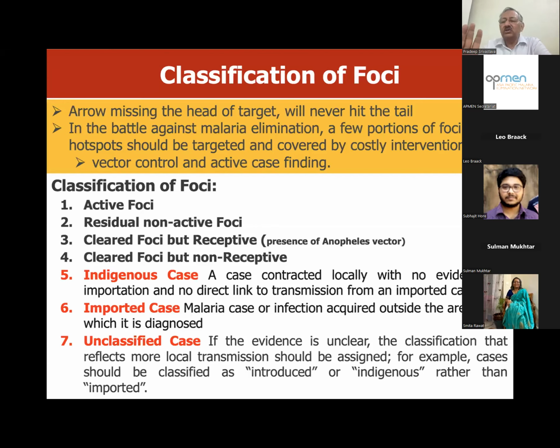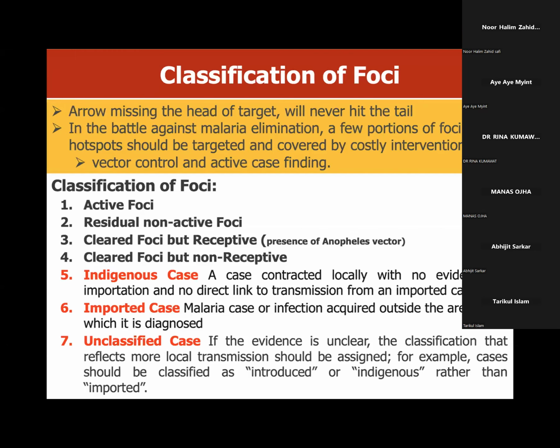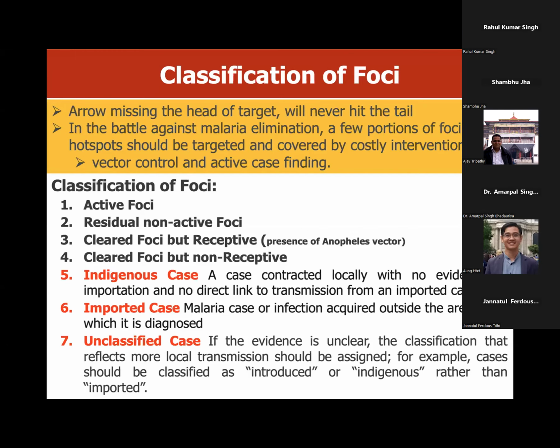There are foci which have cleared, but they have become completely non-receptive. I mean, there is no chance of any anopheline breeding, or there is no conducive environment for the vector either. So the parasite is cleared, the vector portion is gone. So this is completely clear. In between, these are the four classifications, very, very important for us. There are many, many more, which we will go to later.